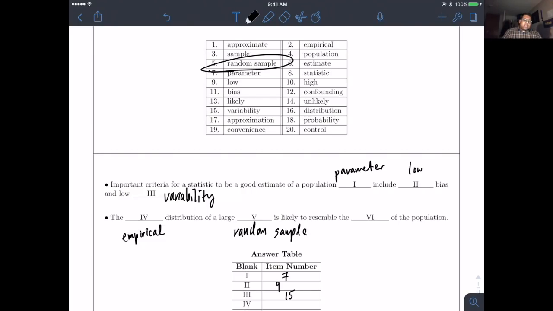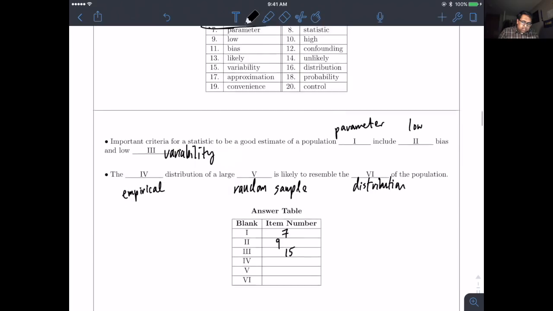And so if we're talking about the empirical distribution of a large random sample is likely to resemble the blank of the population, well, we're talking about the empirical distribution, so the keyword being distribution, so we want this to resemble the distribution of the population, right? And this sentence makes a lot of sense. The empirical distribution of a large random sample is likely to resemble the distribution of the population, which makes sense. The more items we are sampling from the population, the more the empirical distribution will look like the actual distribution.